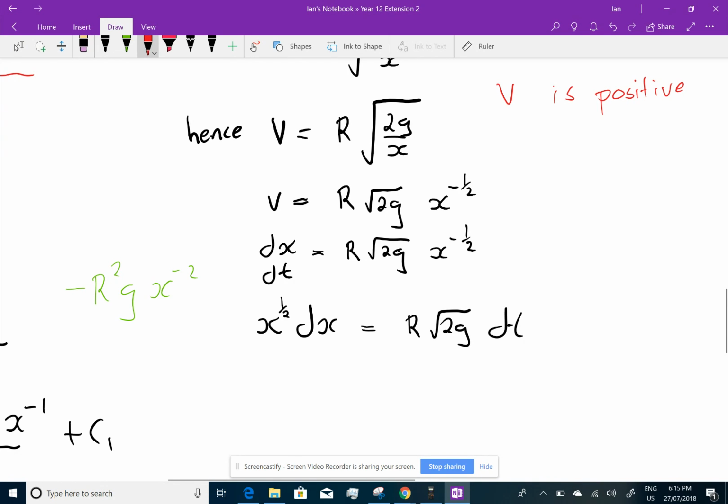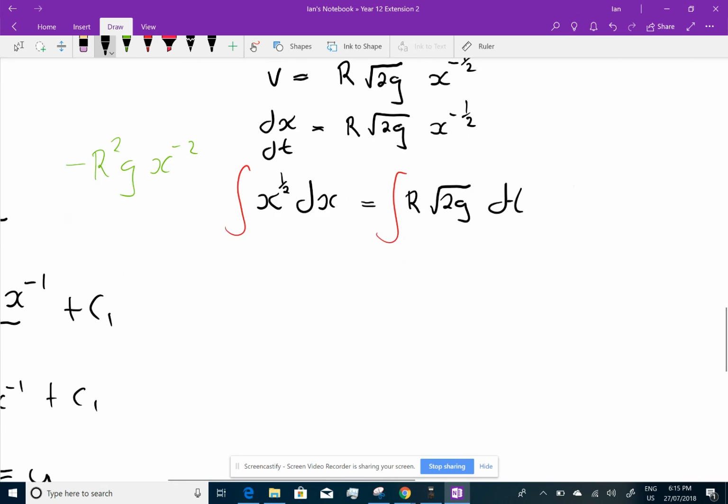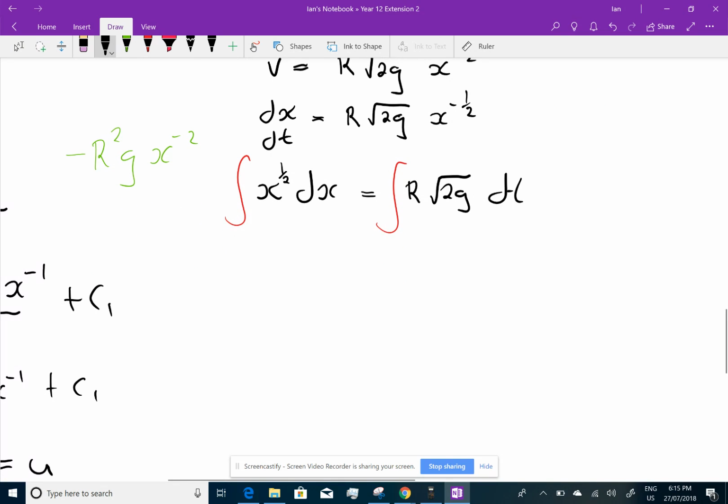And now I'm going to integrate. I'm going to add 1 to the power, 3 on 2. So x to the 3 on 2. And divide by that. So that's going to be 2 on 3. I'm going to leave my constant on the right here. That's just one big constant, r root 2g. I'm going to get a t, and I'm going to get a constant here. I'm up to c2.